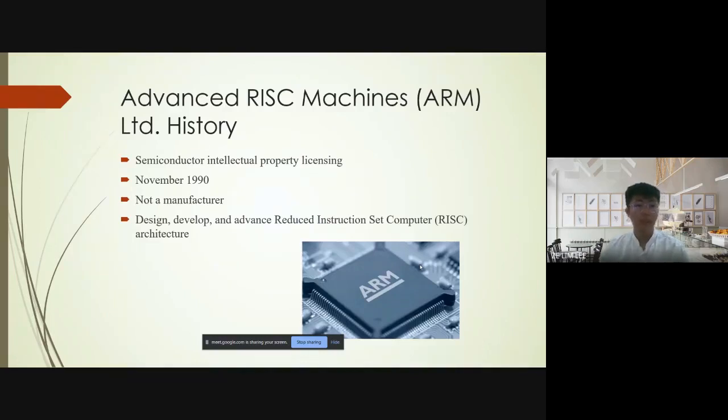ARM is a British semiconductor intellectual property licensing and software design company, founded in November 1990. ARM's mission is to drive the creative destruction of computing governing the world today, from smartphone to supercomputer and other electronic appliances. One of the major differences between ARM and Intel is that ARM does not manufacture semiconductors, but designs, develops, and advances the reduced instruction set computer architecture for microprocessors and licenses it to other semiconductor companies.